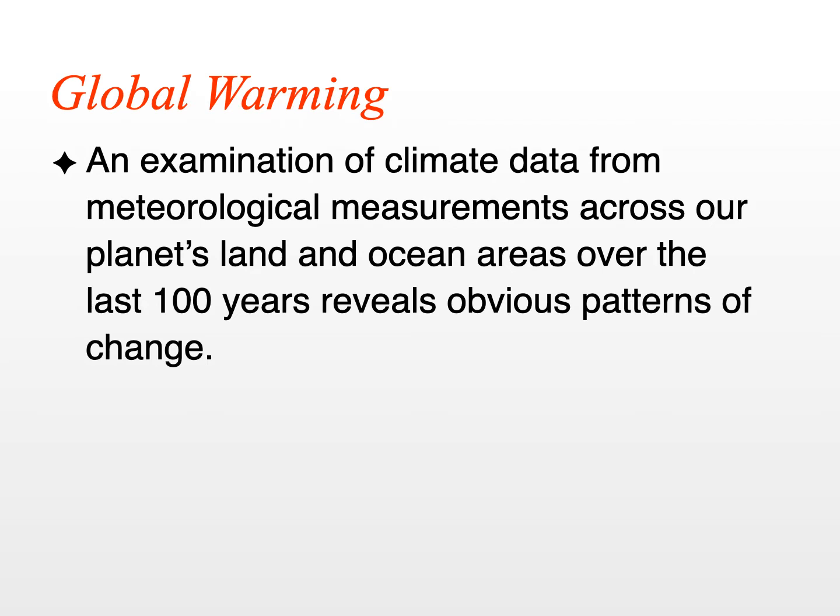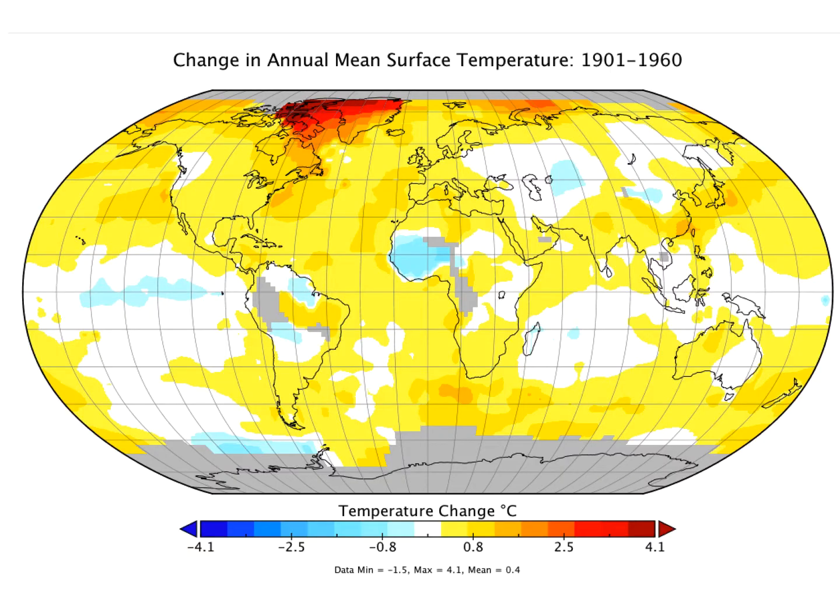So a word that's been used quite a bit in the media is global warming. Scientists are reporting that climate data is showing that temperatures over land and ocean have been increasing. And this pattern of increase has been occurring for quite some time. I'm going to show you two maps. One showing the change in annual mean surface temperature for a period 1901 to 1960.